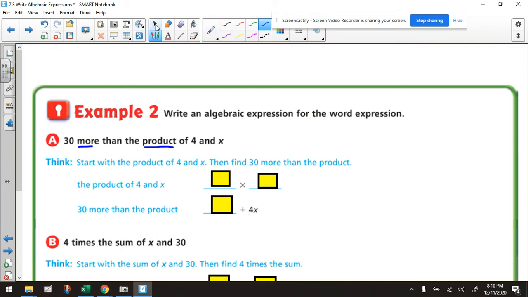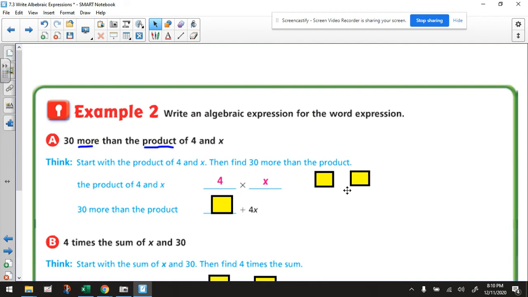So if we think about the product of 4 and X, we're really multiplying the 4 and the X together. So the preferred way to write that, by the way, is the 4X. And then we think about 30 more than the product. That means we're adding 30 to that. Now, keep in mind that there is the idea of the commutative property. If we had switched the order of these terms, in other words, we put the 4X first and then the 30, that would be perfectly acceptable.